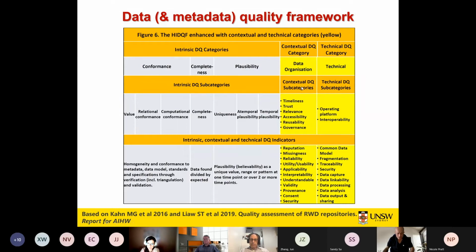But we also did a bit of work with Michael and the Australian Institute of Health and Welfare, reviewing the literature to see what we need to do in terms of assessing some of our local data sets. That includes the data from the My Health Record, which we can talk about later, but this is a national personally controlled health record system. And we ended up adding a contextual and a technical category. But this is probably secondary to what we're going to discuss today, but it's important.